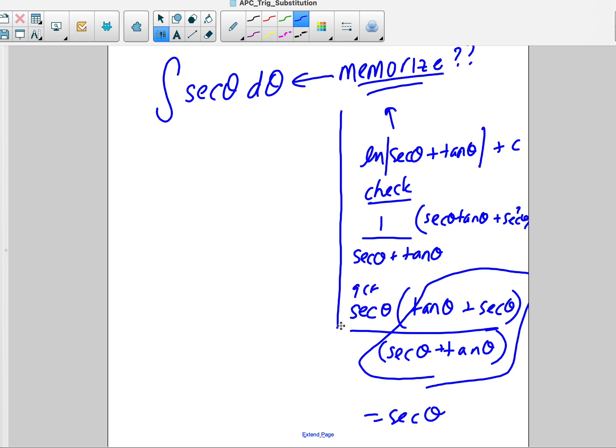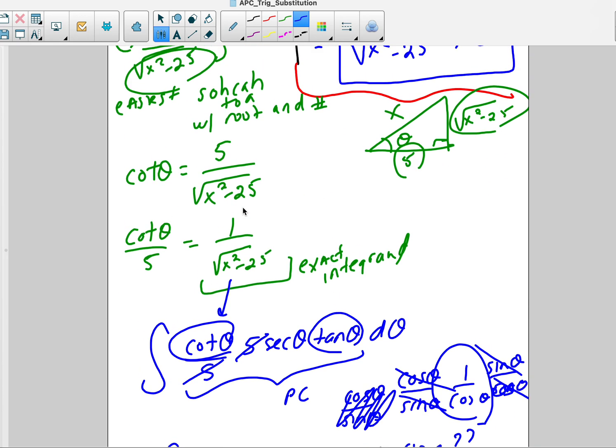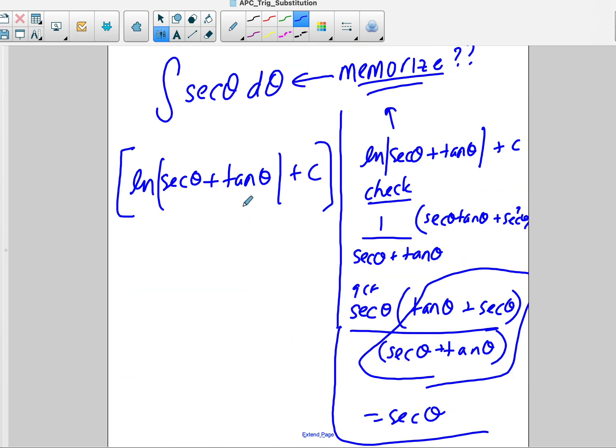So after all that quick little bit of checking, because that's not an integral I do all the time, I'm going to get that after all that work, this is the natural log of the secant of theta plus the tangent of theta inside an absolute value plus c. Right? That's going to be my integral. So then I'm going to have to go back and look at my pretty little triangle, which is up here, and replace secant with what it is and tangent with what it is, and that's going to be my answer.